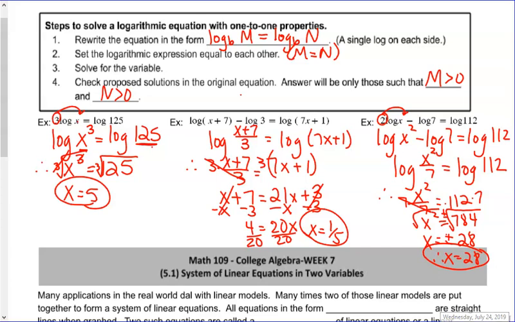All right, very good. So there's basically 4 different sections here on how to solve 4 different types of equations. And they're not too bad once you get them and use those properties. Get them into the form that they need, set the powers or the logarithmic expressions equal to each other, and solve. Don't forget to check your expressions on these logarithmic equations because it does make a difference.